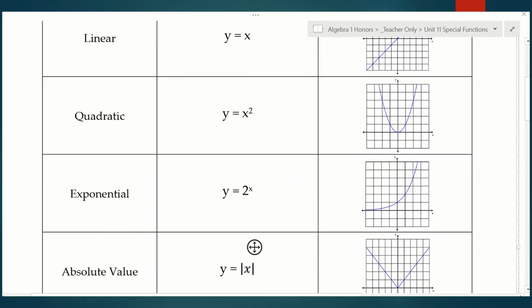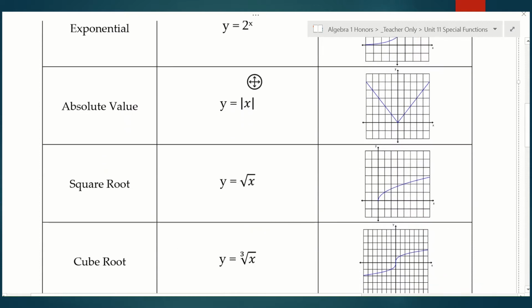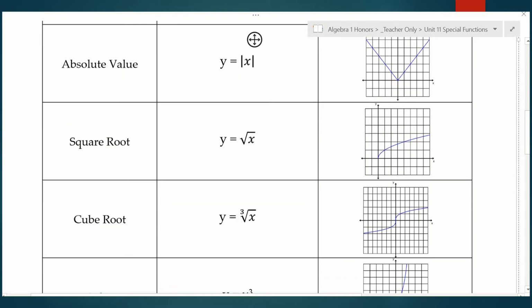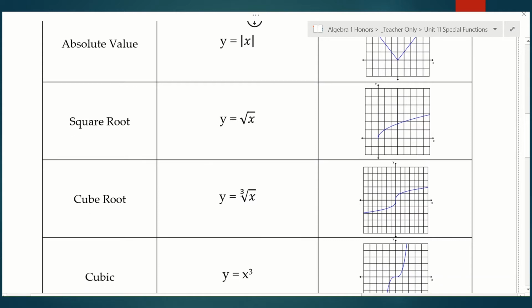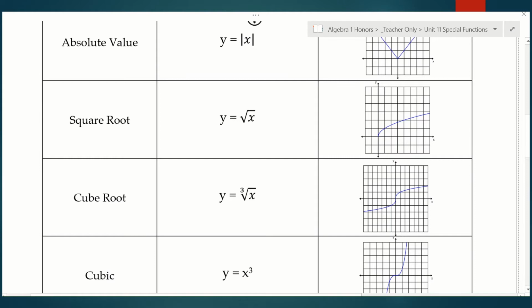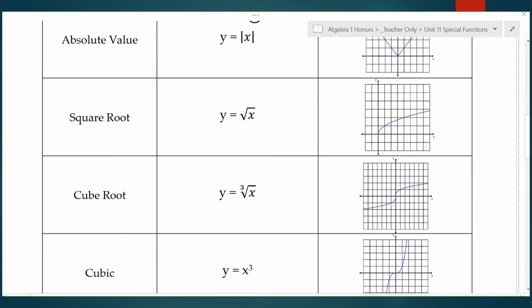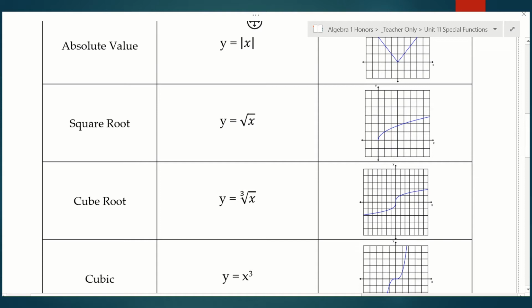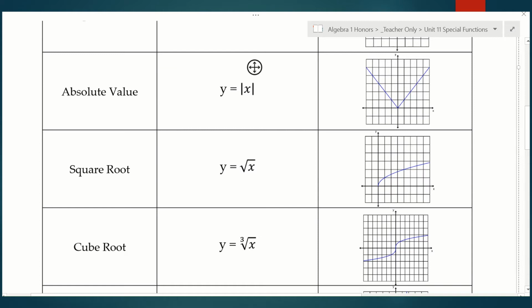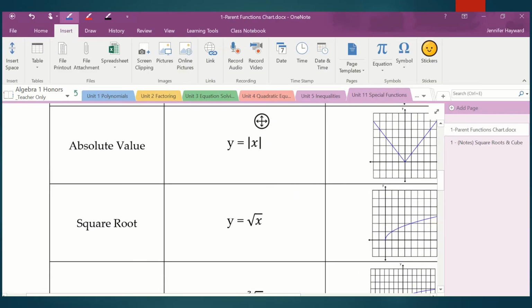These last ones here are the new ones that we're going to be covering in this unit. We have the absolute value function, the square root function, the cube root function, and a cubic function. Those are the 4 new parent functions that you're going to learn about in the first half of this unit. Okay, so let's jump right in. Today we're actually going to talk about the square root function and the cube root function. So that's what we're going to talk about for today.